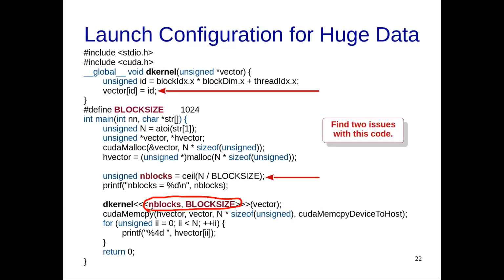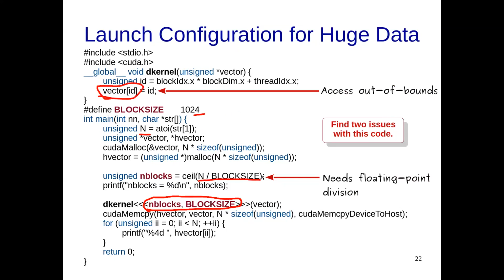So the first problem is that you are possibly going to have more threads than n. Imagine n is 1025. How many blocks will you launch it with? You will launch it with 2 blocks. If you launch it with 2 blocks, there are going to be 1024 into 2, 2048 threads. But your array size is going to be n. That means that vector of anything beyond n is going to be out of array bounds. That is one problem. The second problem is this is integer division. This is not floating point. So you will have to convert it into a floating point division, and then you will get the value 2. Otherwise, you will get value 1 and you might not write to all the elements, right?